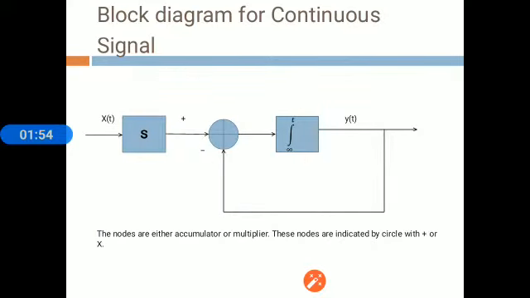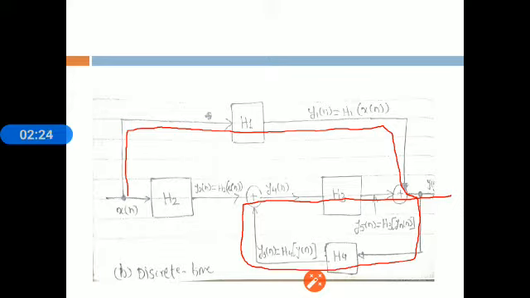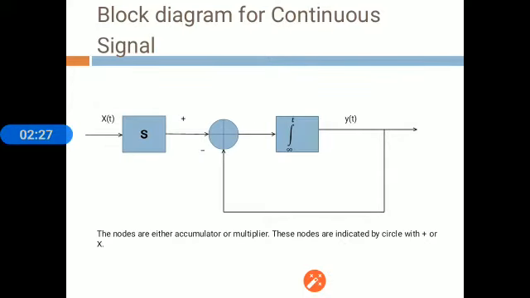For example, this is the block diagram for a continuous signal. The box indicates the operation on the signal. The nodes are indicated by circles. These nodes can be either an accumulator or a multiplier. Accumulator is indicated by a plus sign inside the circle and multiplier is indicated by a cross sign inside the circle. This is the block diagram for a continuous time signal.